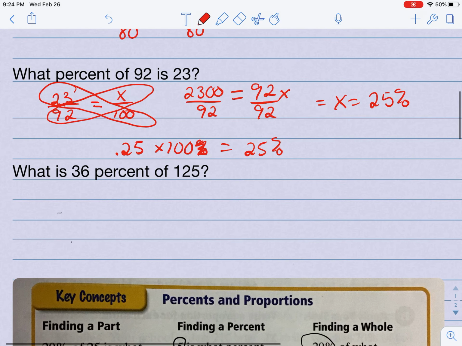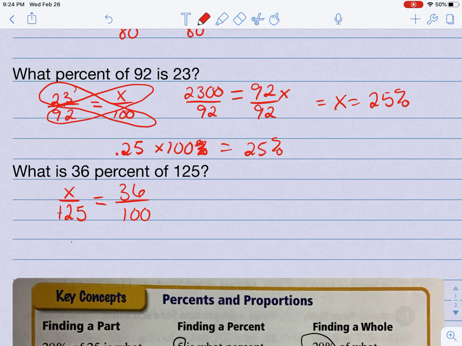Okay, so now what is 36% of 125? We don't know the part, so that's now our unknown. But we know it's out of 125, and we know that it's 36%, and percents are always out of 100.